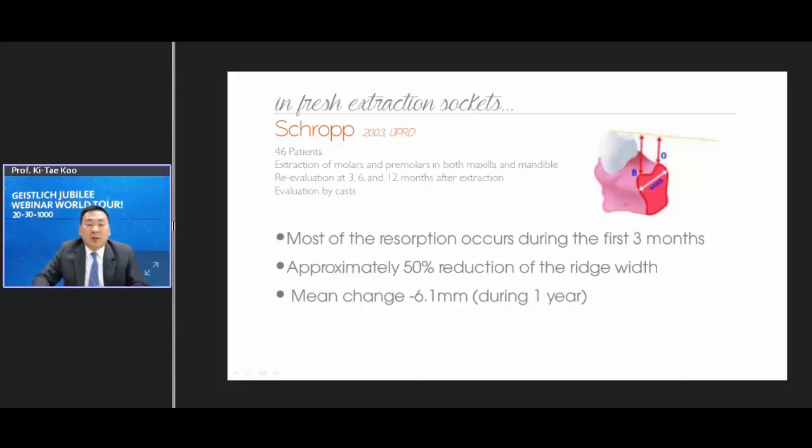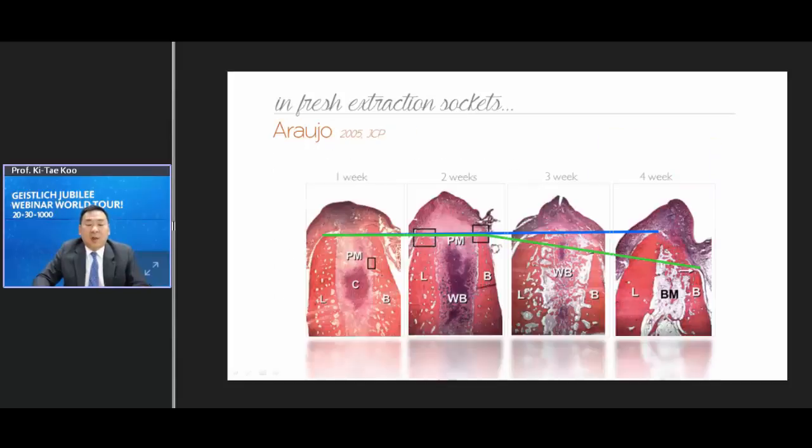And the results we were able to see was that most of the resorption occurred during the first 3 months, which is remarkable. The second result they were able to see is that approximately 50% reduction of the ridge width was observed. That's quite a lot. And the mean change after 1 year was 6.1 millimeters, which is quite remarkable also. So the horizontal dimensional change is well put by Dr. Schroep. And now we move to the vertical changes.